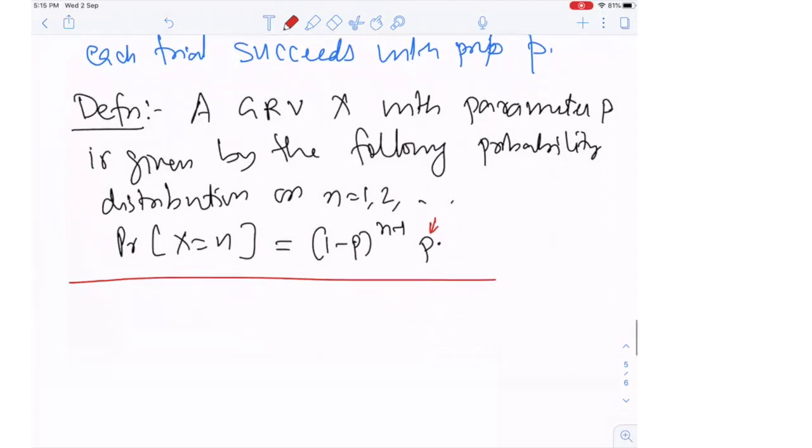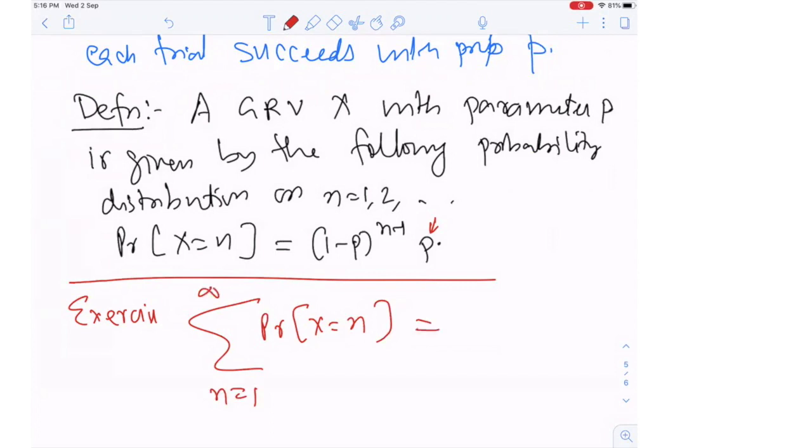So I'm saying this forms a probability distribution on n equal to 1, 2, and so on. So here's an exercise. The summation of probability X equal to n, going from 1 to infinity, is equal to 1. Show this for yourself. That will show that it provides a probability distribution on n.